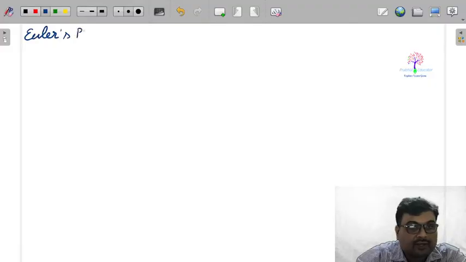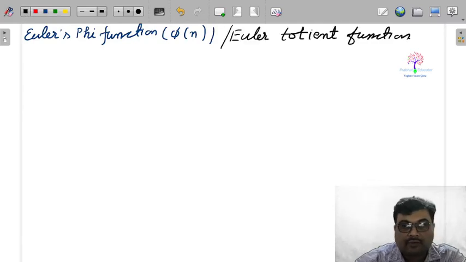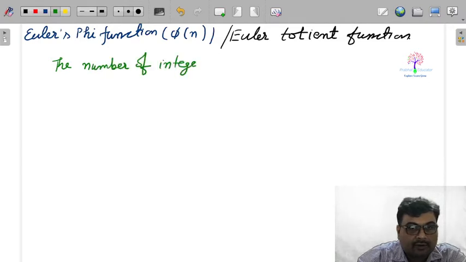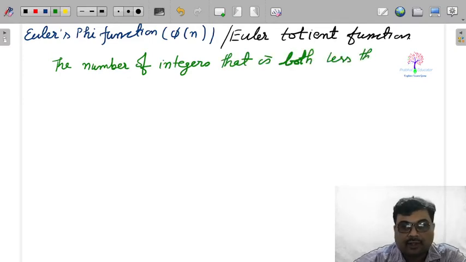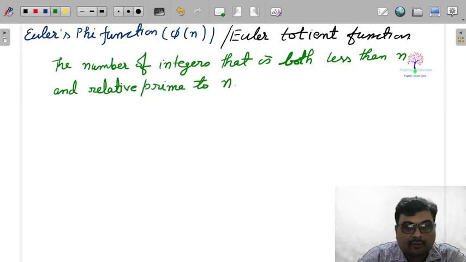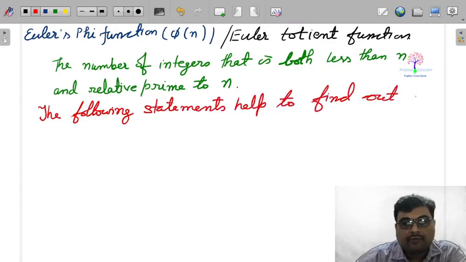So let us start. The Euler-Phi function is denoted by phi n, or you may also call it the Euler-Totient function. So what we do generally in this is find the number of integers that are both less than n and relatively prime to n. The following statements help to find phi n.